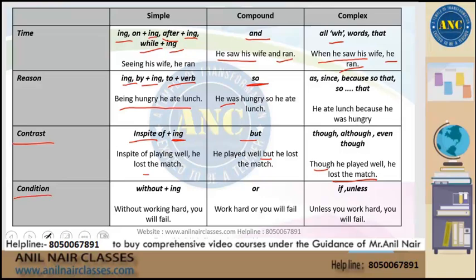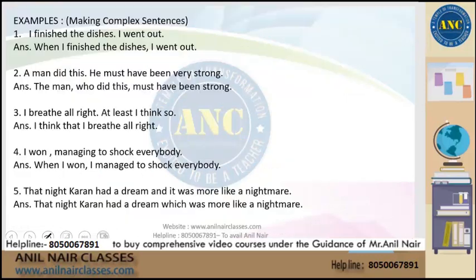For sentences that are based on conditions, without plus your verb in the ing form. Without working hard, you will fail. Work hard or you will fail. Unless you work hard, you will fail. You can also say, if you don't work hard, you will fail. So these are different ways to construct simple, compound and complex sentences.